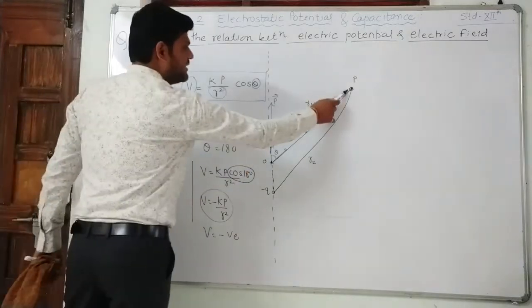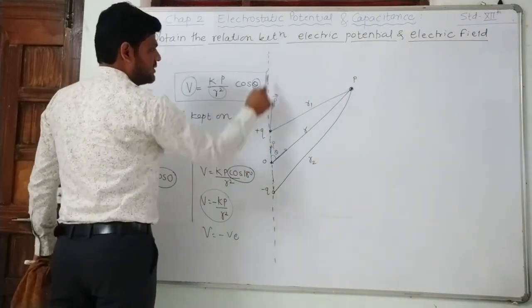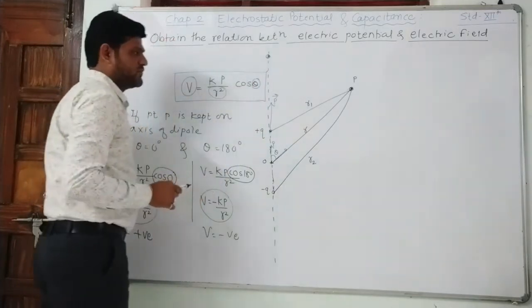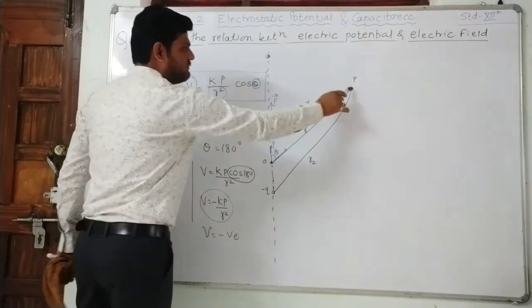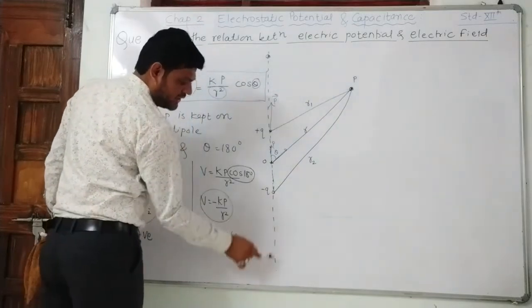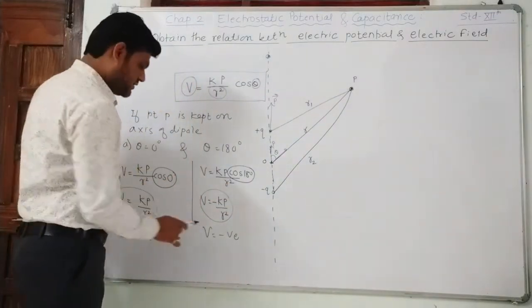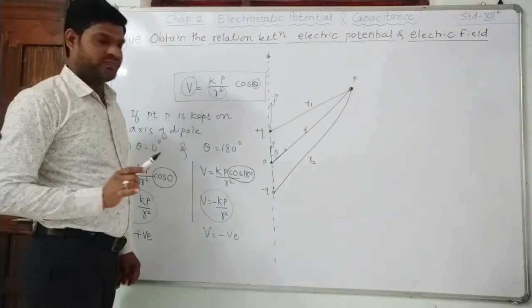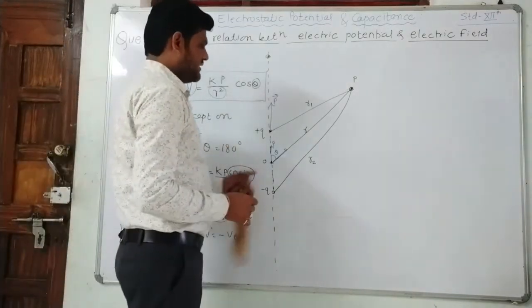If the point P is on the positive side, near the positive charge, the potential will be positive. If we put the point P nearer to the negative charge, it will become negative potential. The value of potential will be negative. Correct? So these were the cases.